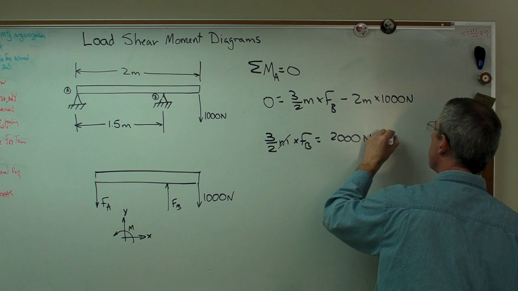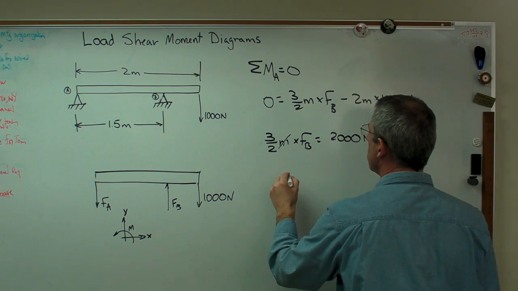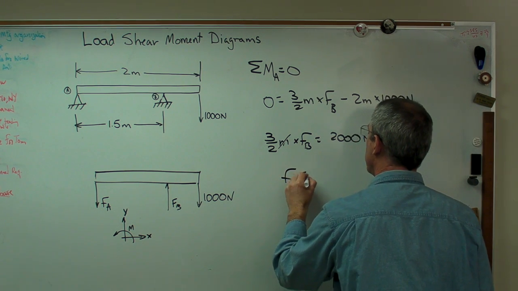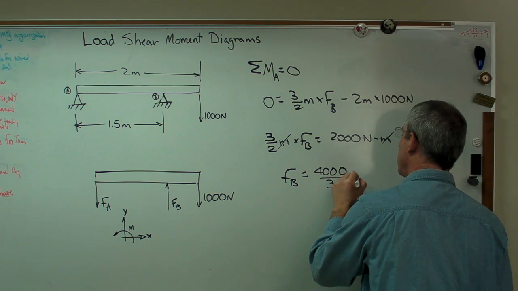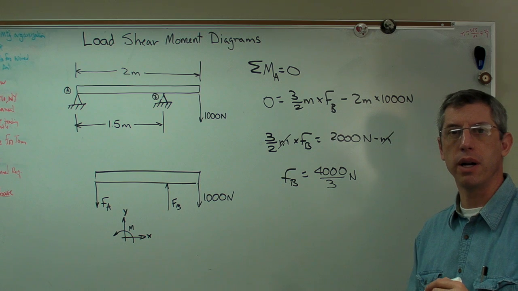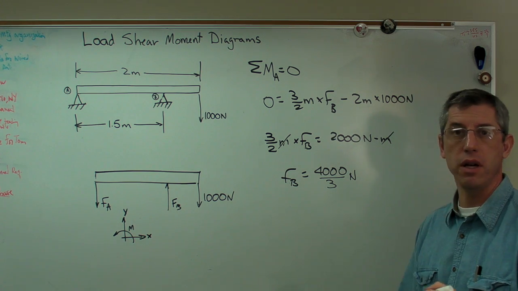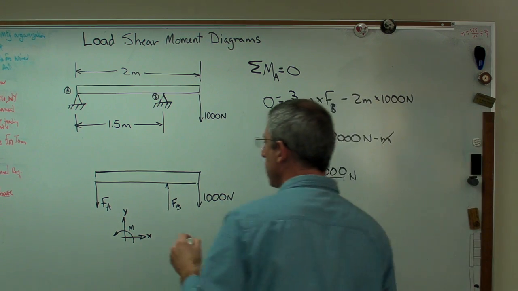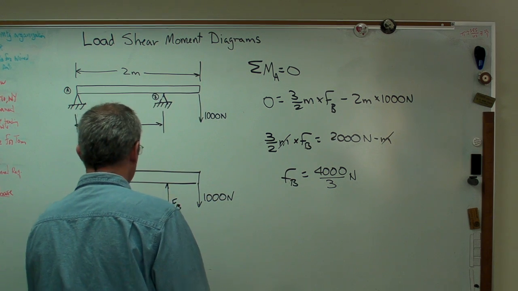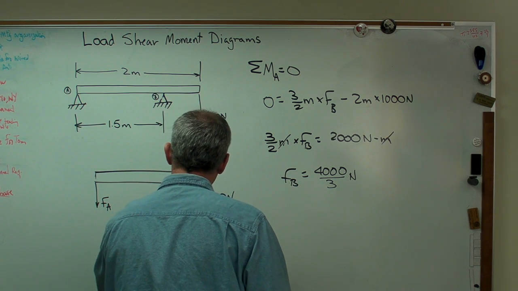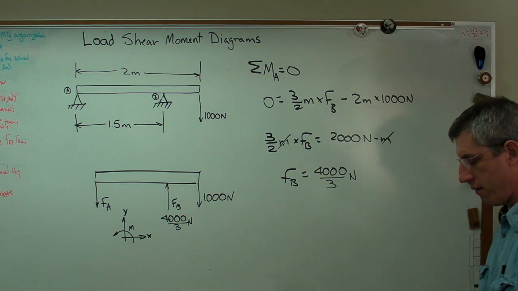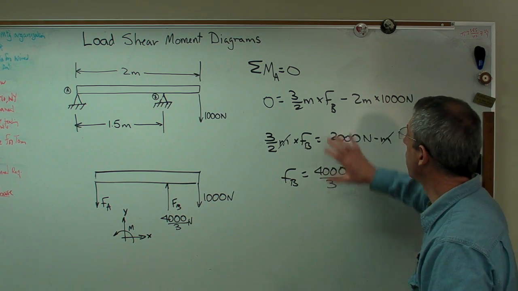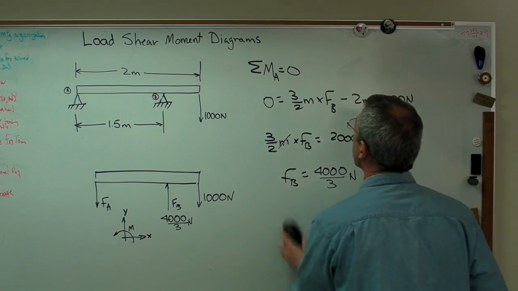Well, the units cancel out, and if you work this out, FB is going to be 4,000 over 3 newtons. And I'm just going to leave it in that form right now because it's going to be convenient to work with that later. So let me write that over here. FB is 4,000 over 3 newtons. Okay, and because I have just a little bit of space to work with, I'm going to erase that.